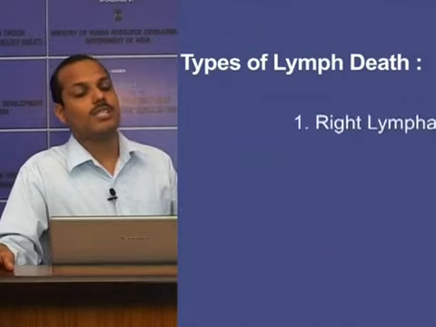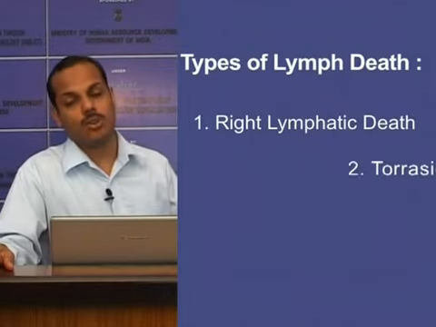There are two lymph ducts in the human body. These are the right lymphatic duct and the thoracic duct. The right lymphatic duct carries lymph from the right side of the head, neck, cheek and right arm, and it opens into the subclavian vein. So, this lymph will be transferred to the subclavian vein.